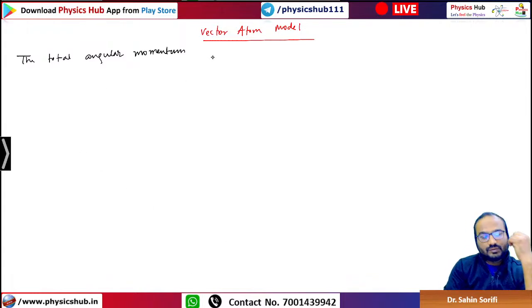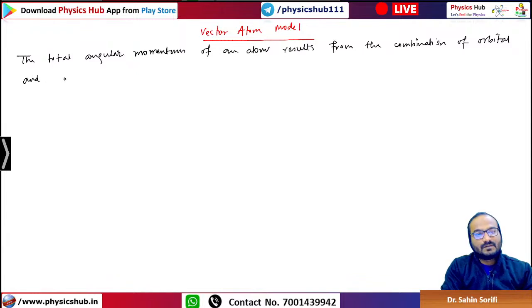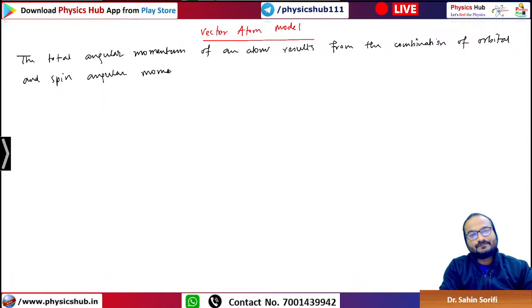The total angular momentum of an atom results from the combination of orbital and spin angular momentum of its electron.